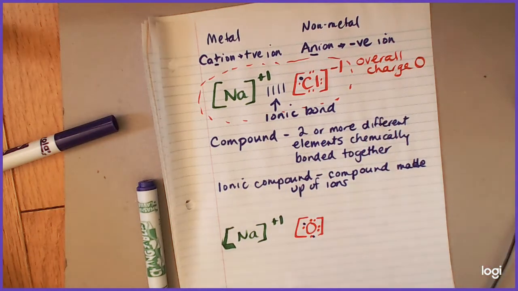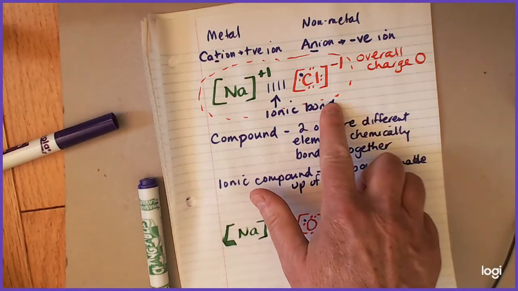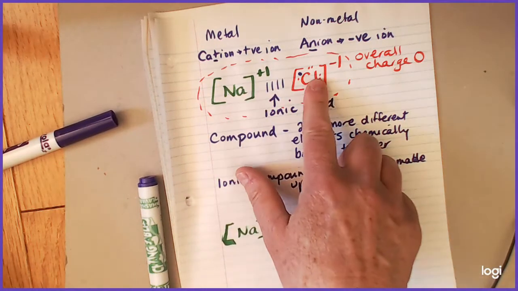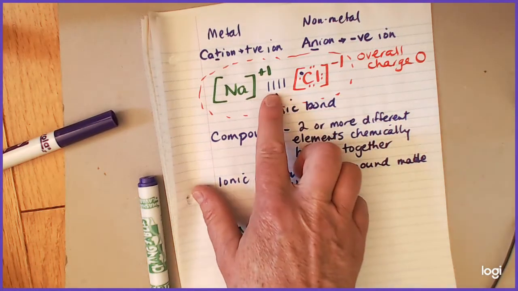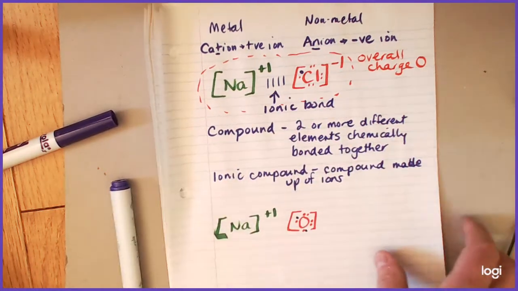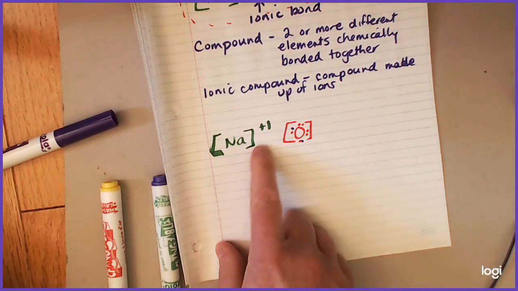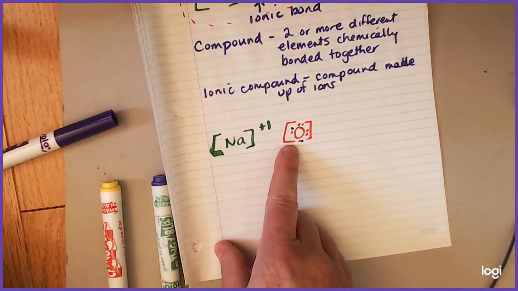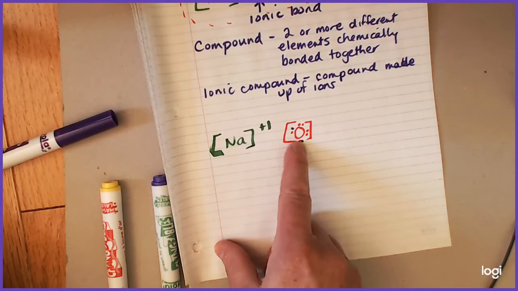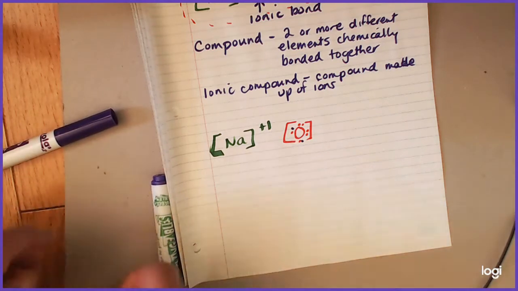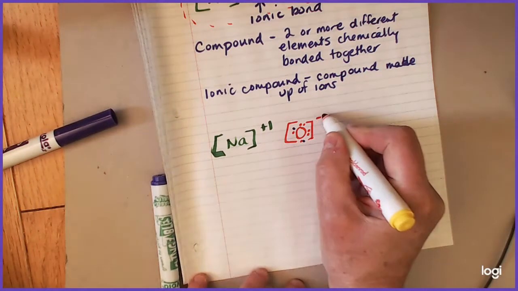So when we form a compound, it has an overall charge of 0. So we have 1 sodium and 1 chlorine. They're chemically attracted to each other in an ionic bond, and we form an ionic compound. So here we have our sodium that has a charge of +1, and we have our oxygen here that's got 2 negative electrons from somewhere. So this guy's going to have a charge of -2.